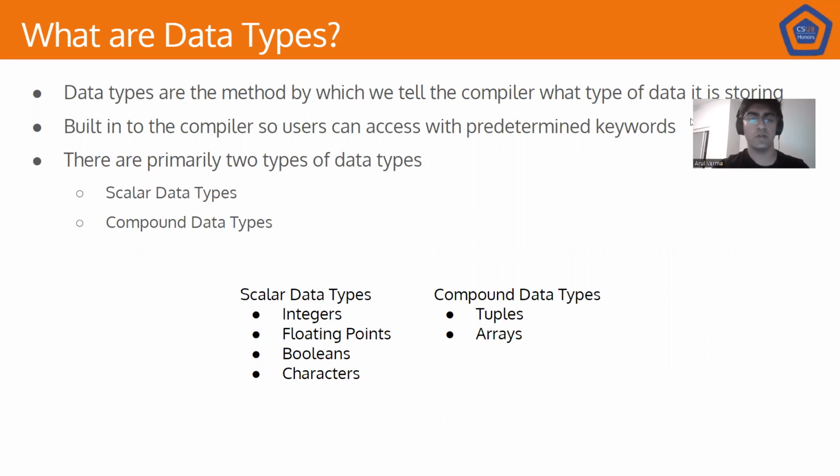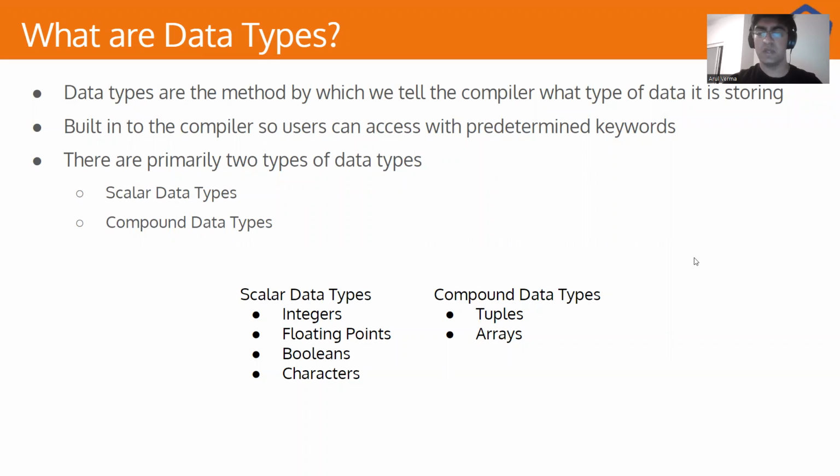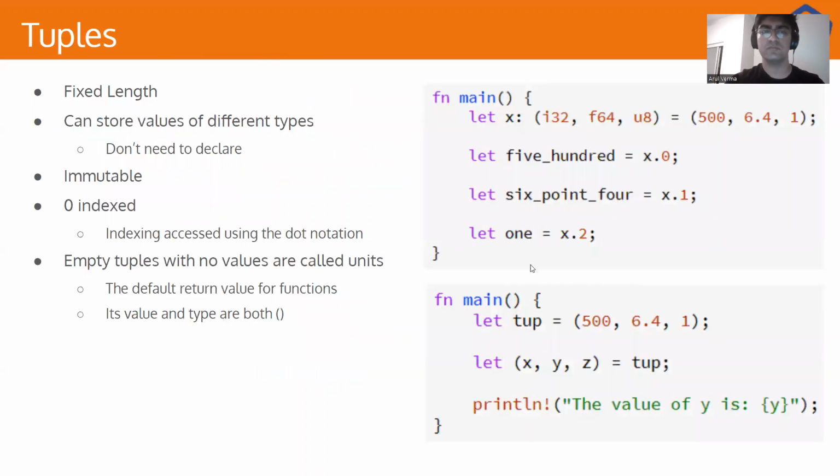Scalars, as I mentioned earlier, are your integers, your floating points, your booleans, and characters. They store a single value, and they are generally just a single value. You cannot store multiple pieces of data, and they're not able to store wide types of data. You can only store a singular type of data in those predetermined types. The contrast of that is the compound data types, which are our tuples and arrays. So let's talk a little bit more about those.